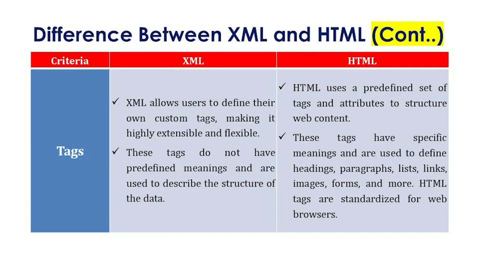Another criterion for finding the difference between XML and HTML is tags. XML allows users to define their own custom tags, making it highly extensible and flexible. These tags do not have predefined meanings and are used to describe the structure of the data. In the case of HTML, it uses a predefined set of tags and attributes to structure web content. These tags have specific meanings and are used to define headings, paragraphs, links, images, forms, etc. The tags in HTML are standardized for web browsers.